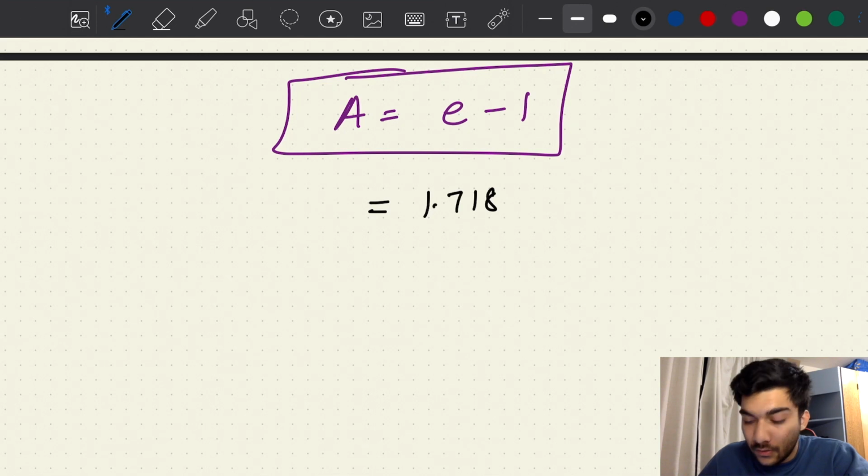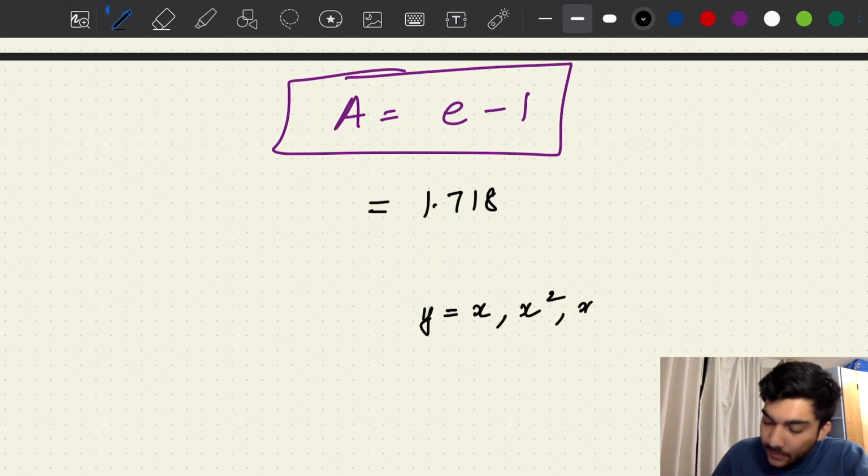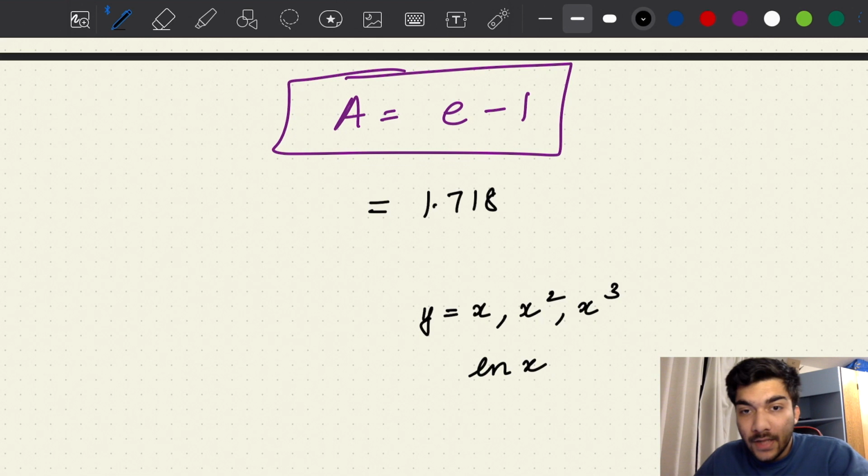You can also try this same approach for y equals x, for y equals x square, x cube, or even ln x, and you can follow the same approach in order to calculate the actual area under the curve of those functions without using any existing formulas for integration and just relying on the fundamentals of the calculations of area under the curve.